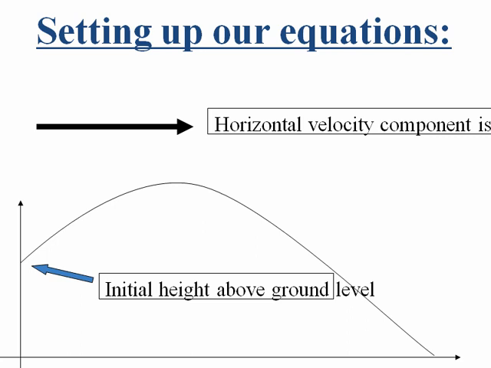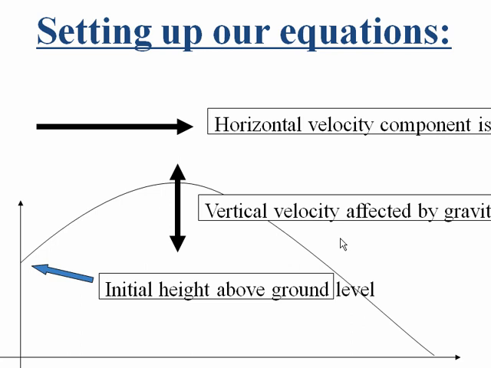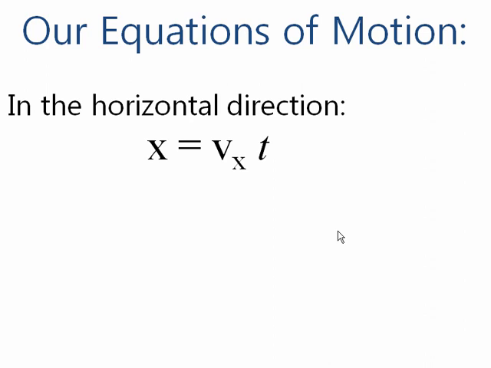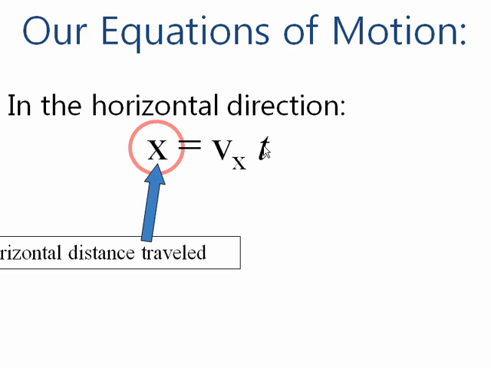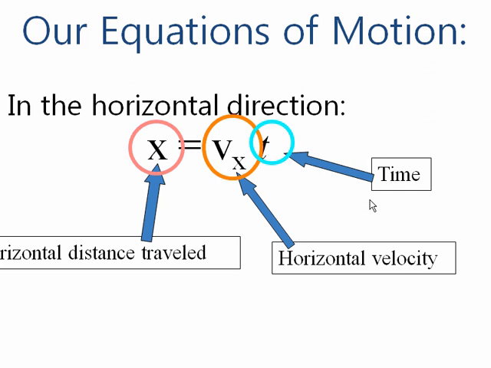When we throw it, it should work independently. But the vertical velocity is affected by gravity, so it doesn't stay at the same height, it should move downward. So in the horizontal direction, the change on the x-axis follows this formula. With constant velocity, as time goes, the distance should be velocity times the time period, and the horizontal distance traveled is the product of time and horizontal velocity.